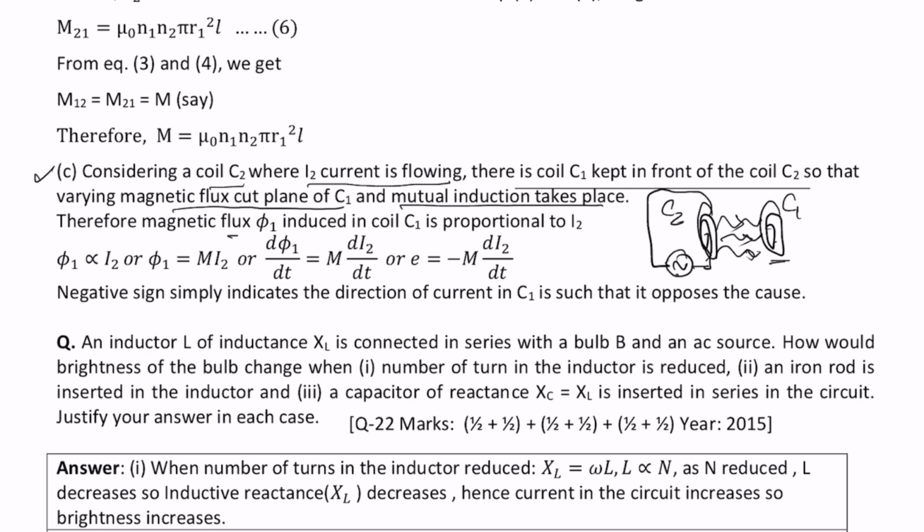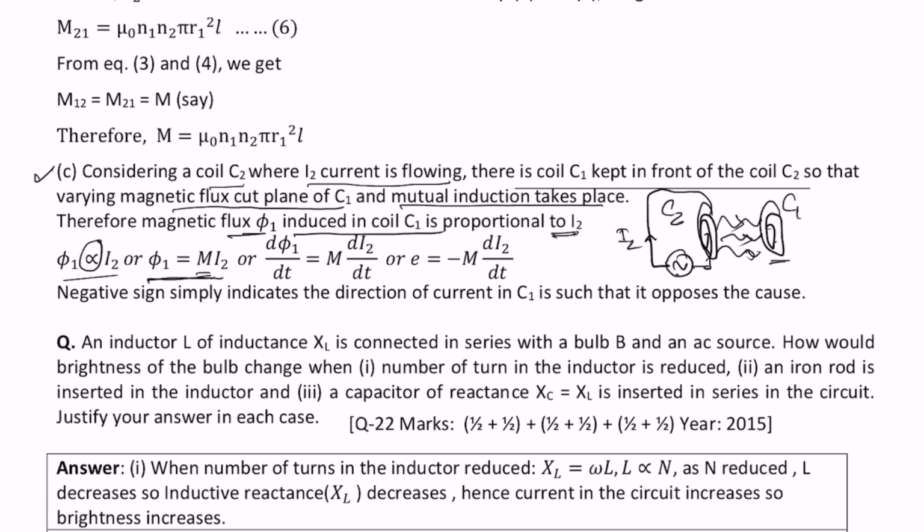Therefore the magnetic flux phi1 induced in C1 is proportional to the current I2 flowing through coil C2. So phi1 is proportional to I2. If we want to replace this proportionality sign, we need an equal sign and a constant. This constant is the mutual inductance. So phi1 is equal to M into I2, correct? Now differentiate both sides: d phi1 by dt is equal to M into dI2 by dt, because M is constant. So the only variable is the current, it is AC current.